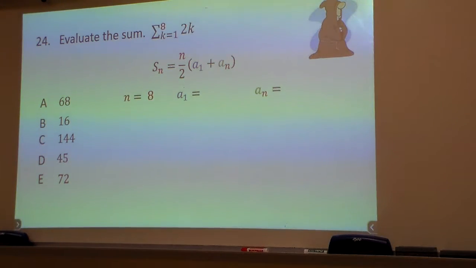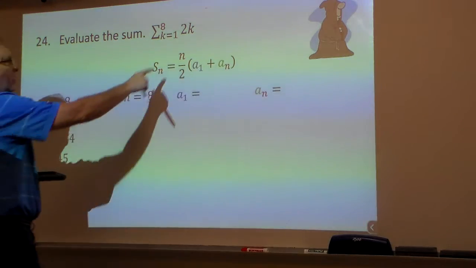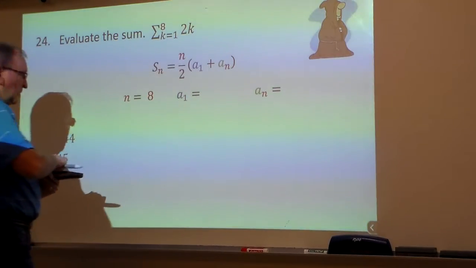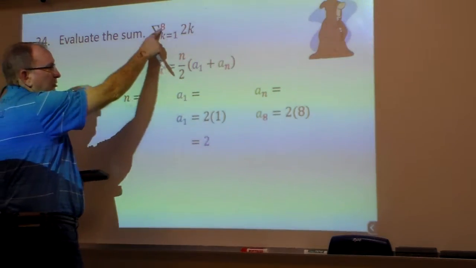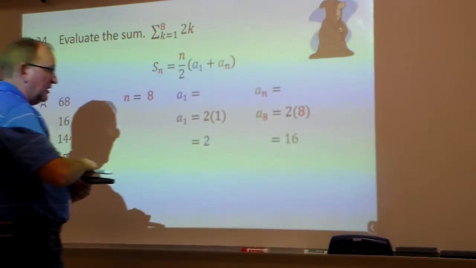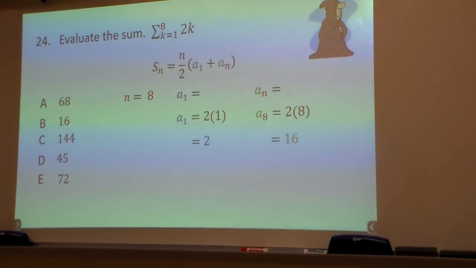So I also need to find out what the first term is. So I'm going to put a 1 here. And what's 2 times 1? 2. So the first term is 2. And I also need to find the last term. And see how we're doing 8 terms. The last term will be 2 times 8, which is what? 16. So now I'm going to go plug those numbers in.